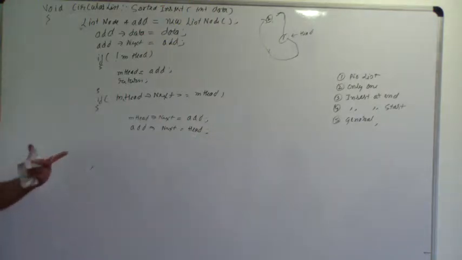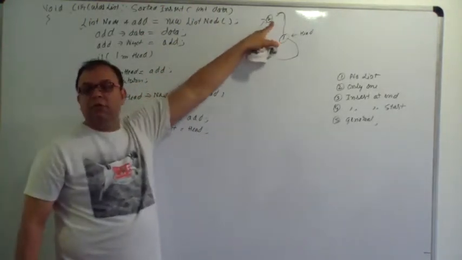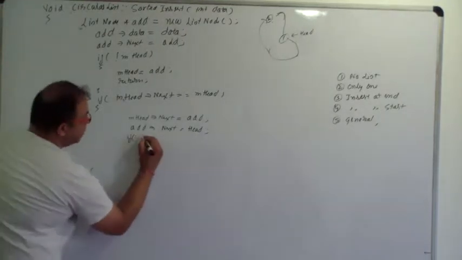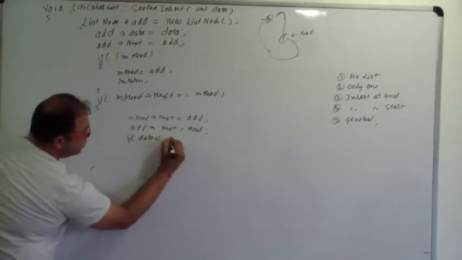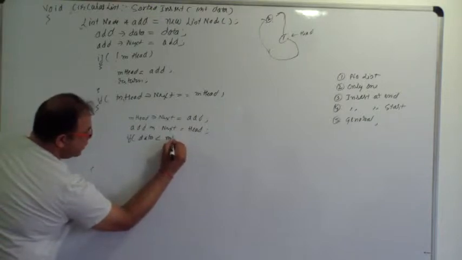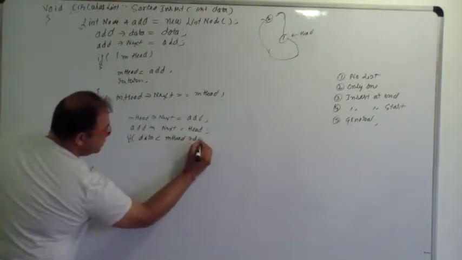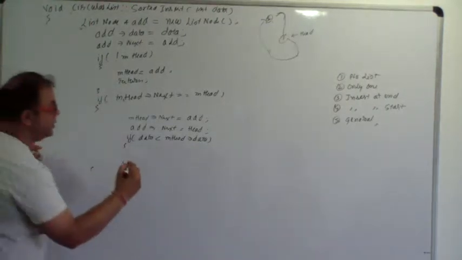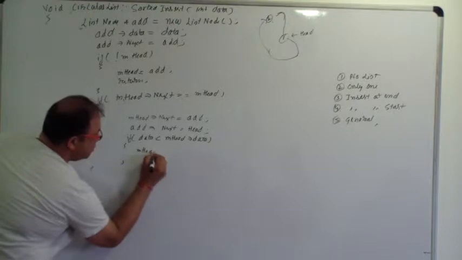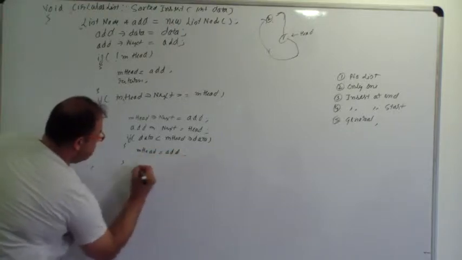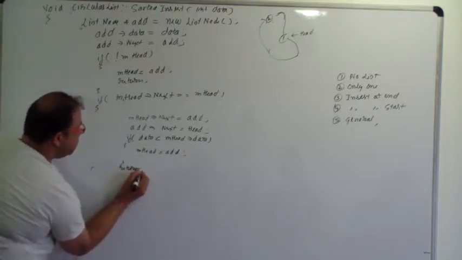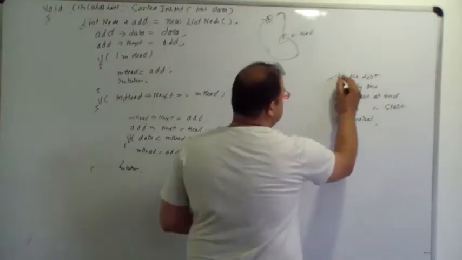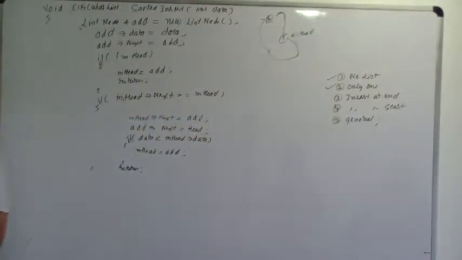And then we will check if the new value has to be updated. So we will check if data is smaller than m head arrow data. In that case, we will change the head. So m head is equal to add, and we return from here. Yes. Okay. So this part is done. So we have done this. We have done this. Right. Okay.